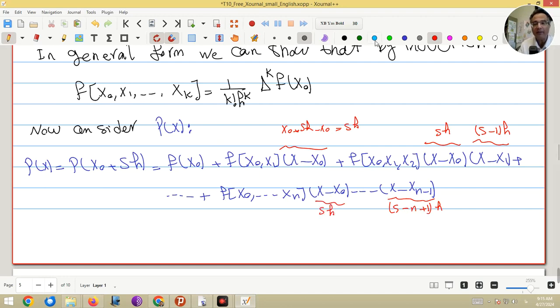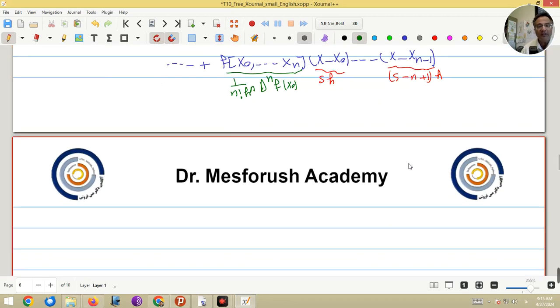Okay, and this is the first term, and the other one is, for example, 1 over h delta f of x0, or for example here is 1 over 2h squared delta 2 f of x0, and this one is in fact 1 over n factorial h to the power of n delta n f of x0. Now let me apply these changes in the formula to get something new.